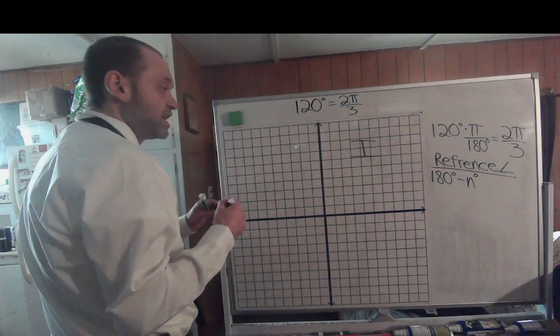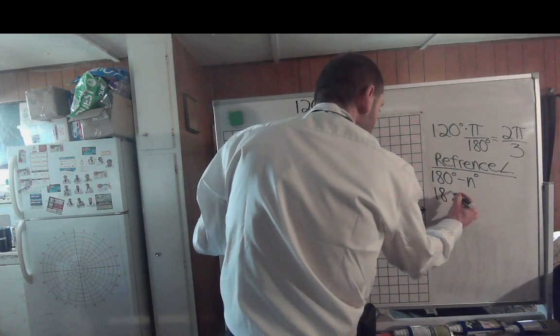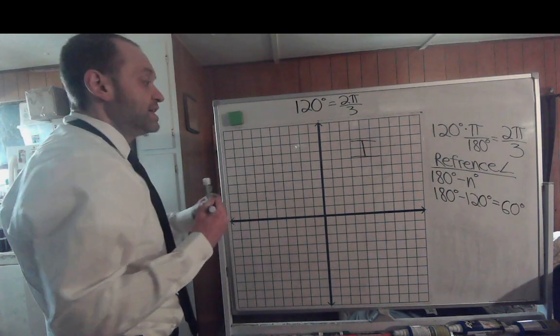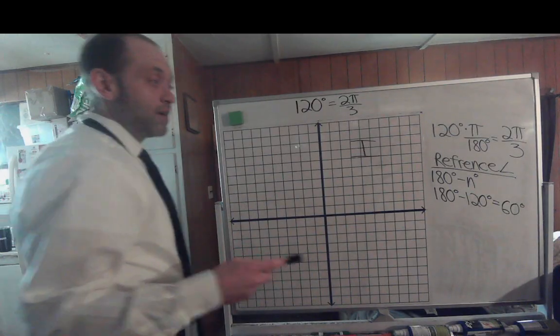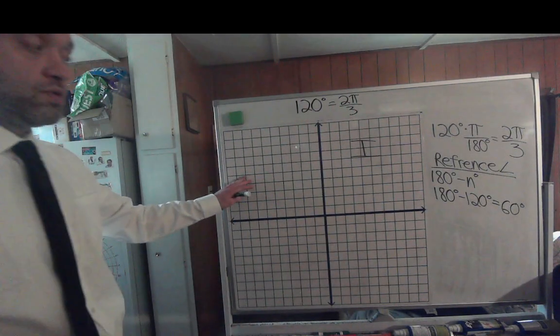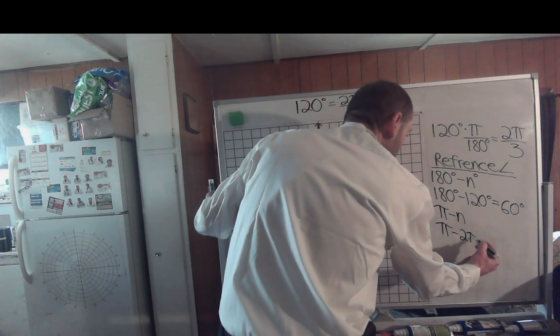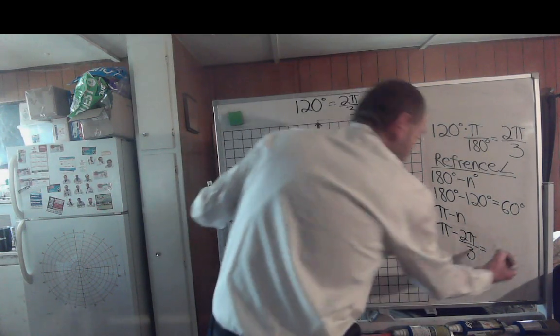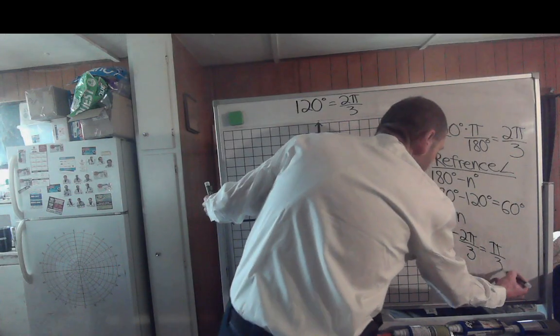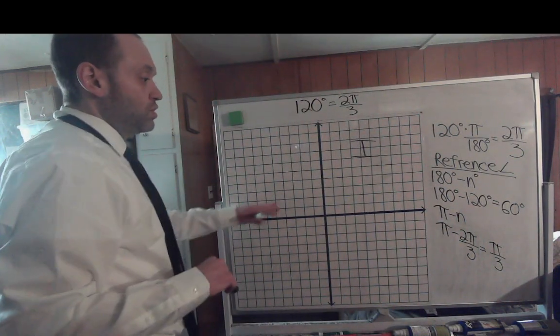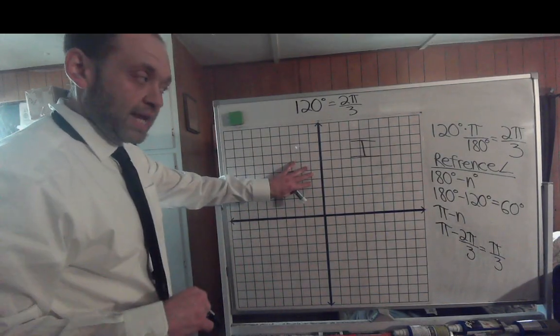So it's going to be based off of 180. In this case, it's going to be 180 degrees minus 120 degrees. This would be treated like a 60-degree angle, only it's in the second quadrant. So your reference angle is actually a 60-degree angle. Or if you want to do this in radians, you would take pi minus your radians. In this case, you would have pi minus 2 pi over 3, which means your reference angle is going to be treated like pi over 3. So it would be like a pi over 3 angle, only located in the second quadrant.